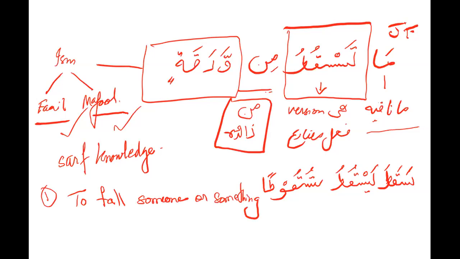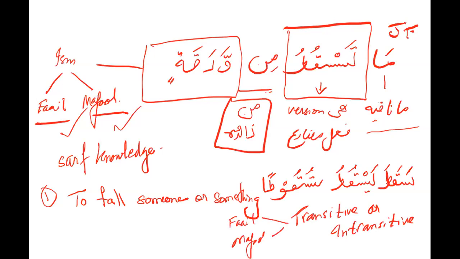Does this make sense? Someone fall? That doesn't make sense. To fall. Someone or something? No. Okay, fi'l lazim. Yes. We have to see whether it is transitive or intransitive. Why? To look for the maf'ul. Exactly. Because transitive can have fa'il or maf'ul.